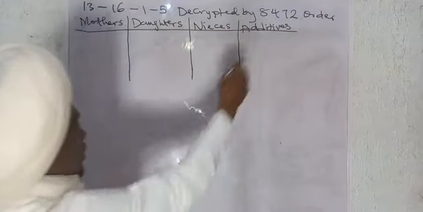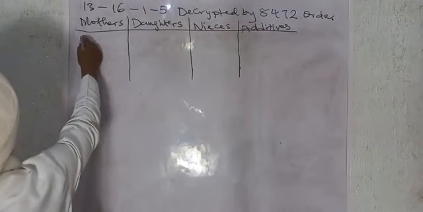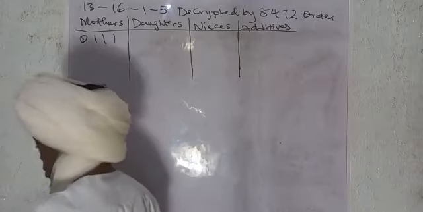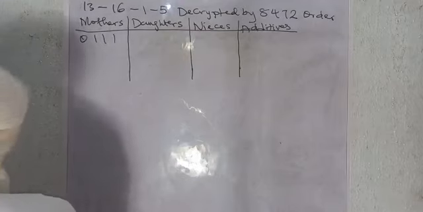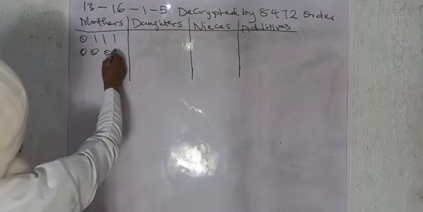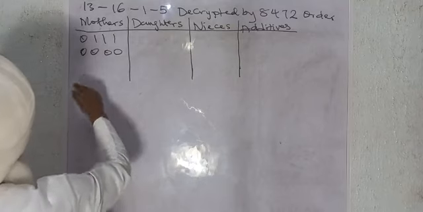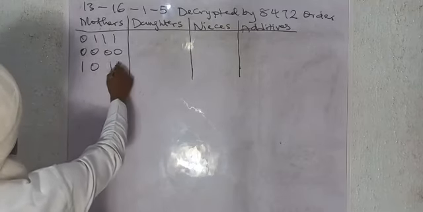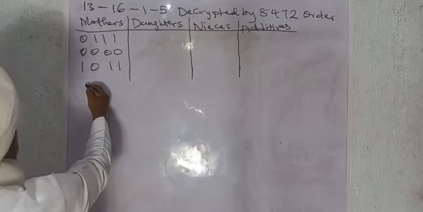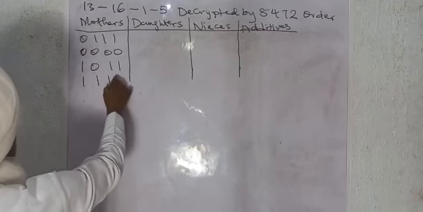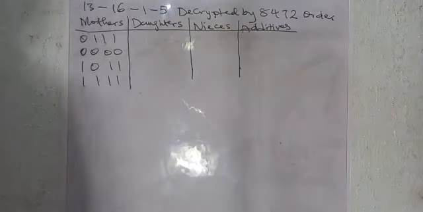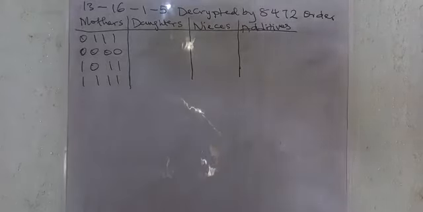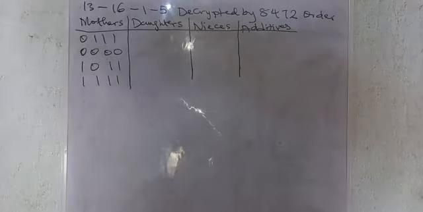With 13 in 8472 order, the figure will be 0, 1, 1, 1. Am I correct? Yes. So what will be the 16? 0, 0, 0, 0. What will be 1? 1, 0, 1, 1. What will be 5? 1, 1, 1, 1. So these are the mother figures. We just finished the order now. So you should be able to understand how I got the mother figures.